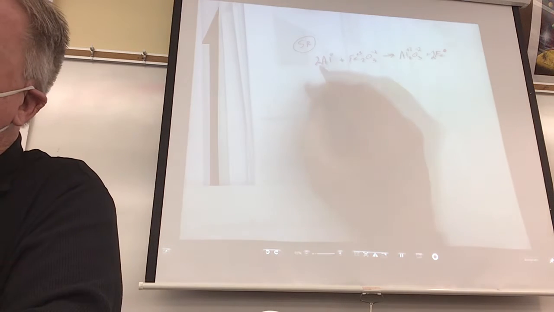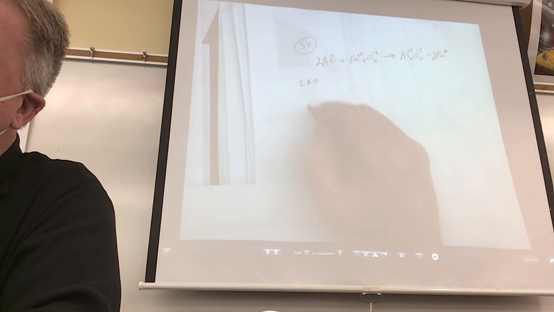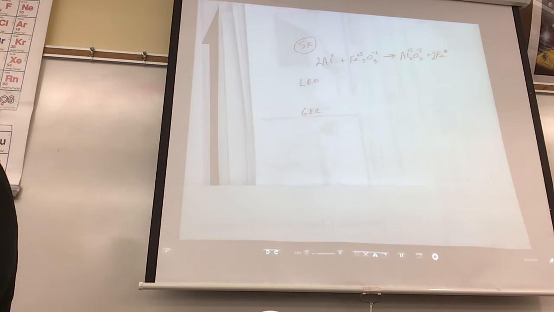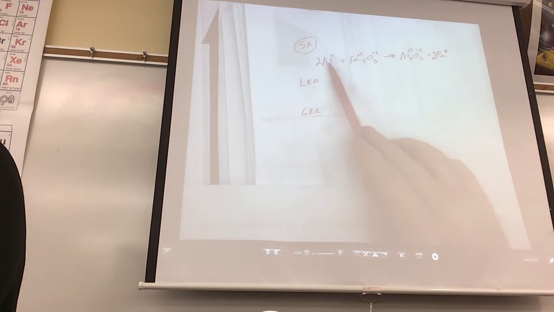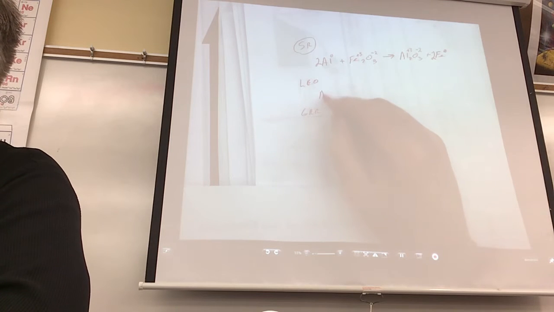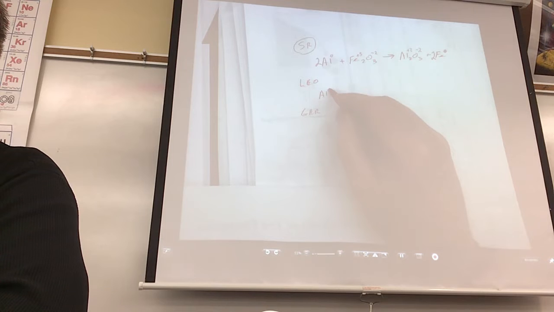Now, when we get ready to do the half reactions, let's do LEO, let's do GER. Just take a look and remember, if you lose negative electrons, you become more positive. Take a look and what element got more positive on the number line? Aluminum. Aluminum went from 0 to what? +3. So we're going to put aluminum here, aren't we? And aluminum started out with what oxidation state? 0.